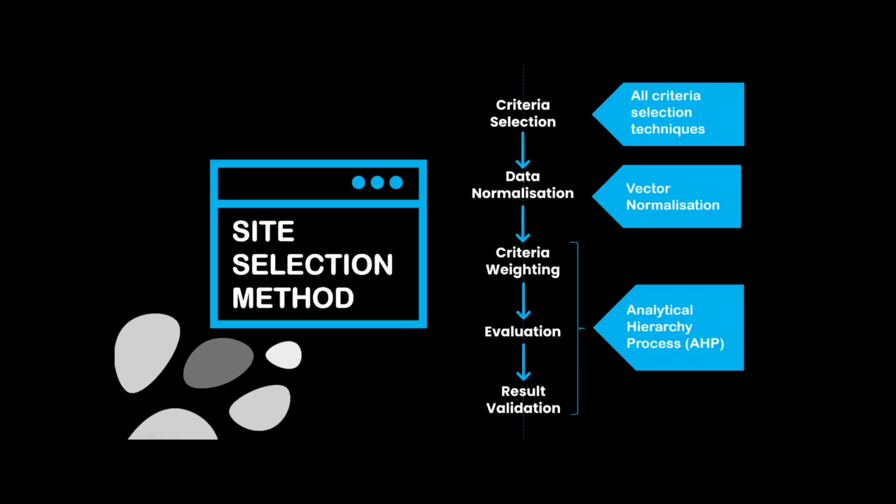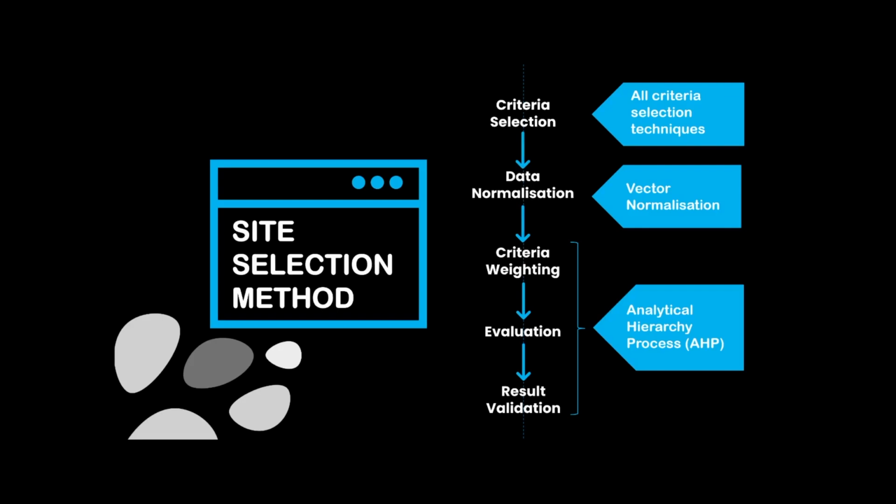Developing a site selection method made use of a 5-stage structure. The selected method utilizes vector normalization and analytical hierarchy process, or AHP. Vector normalization converts raw data to a common scale and direction. AHP is a structure where a decision maker performs pairwise comparison of selected criteria to develop criteria weightings and then evaluate a location to produce a numerical rating.